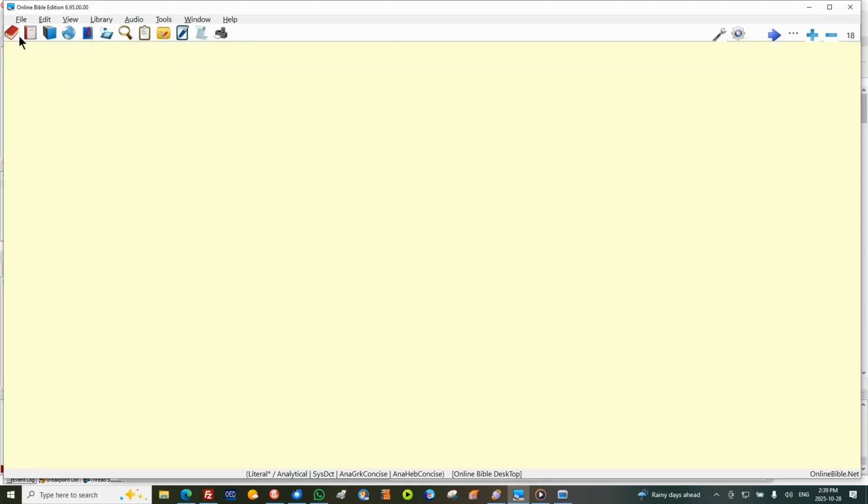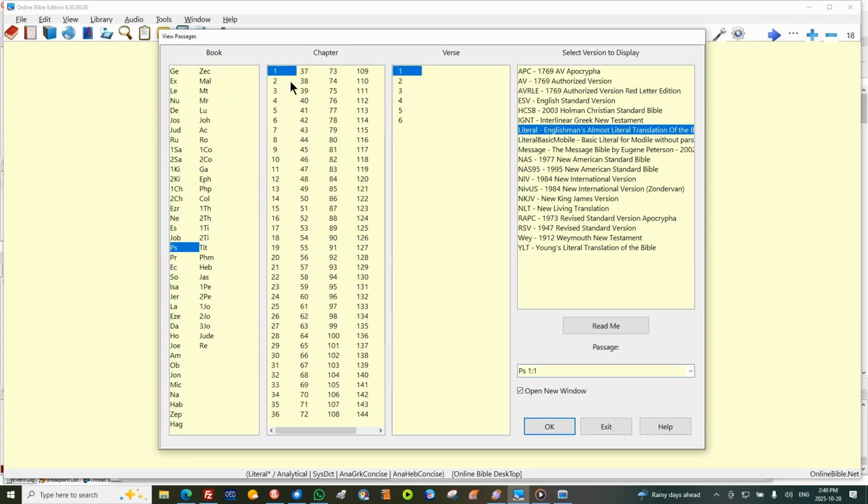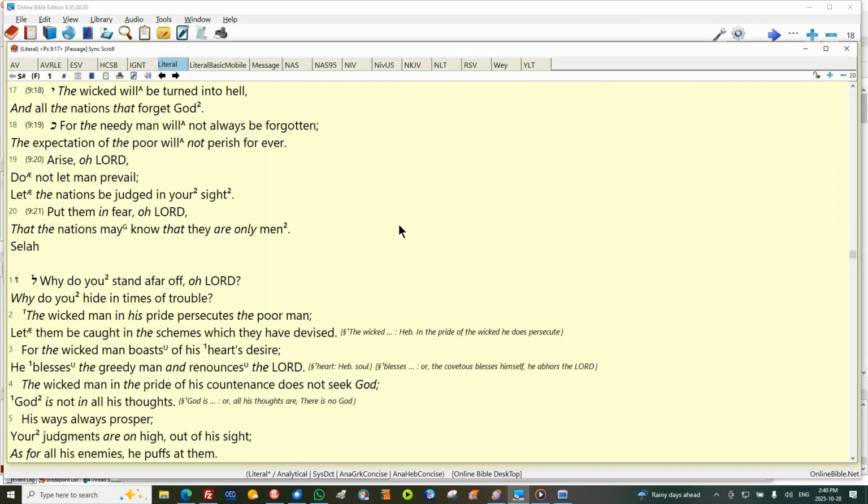Take a look at some of the other translations we make. Psalm 9 verse 17. The wicked will be turned into hell, and all the nations that forget God. Now you notice there's Hebrew letters along a lot of these psalms, and these indicate that these were acrostic psalms. That is, they followed the Hebrew alphabet, and we included the first letter of each verse as an acrostic.